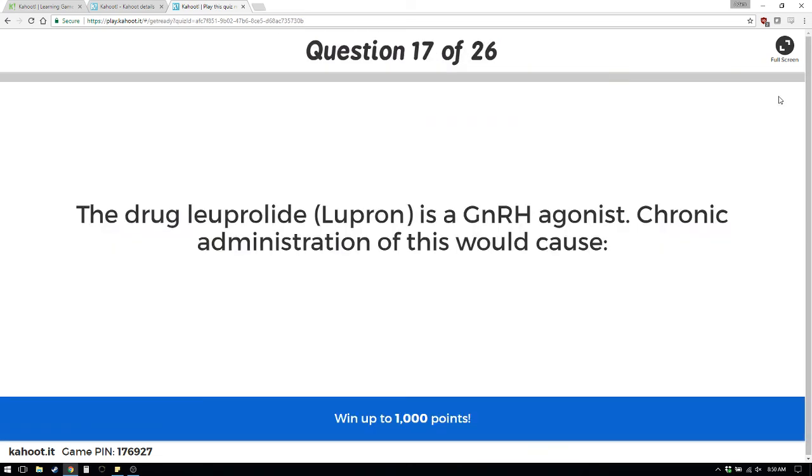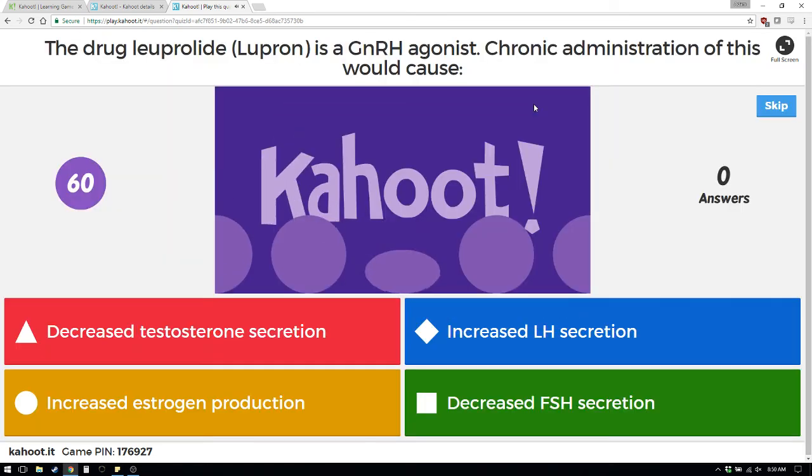The drug Leuprolide or Lupron is a GnRH agonist. Chronic administration of this would cause... This one's a little tricky. Chronic administration. Not administration of the chronic, just chronic administration of this drug.